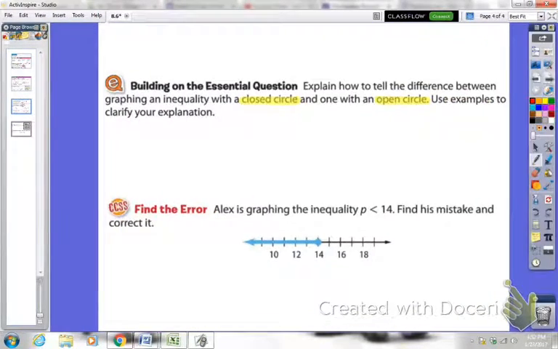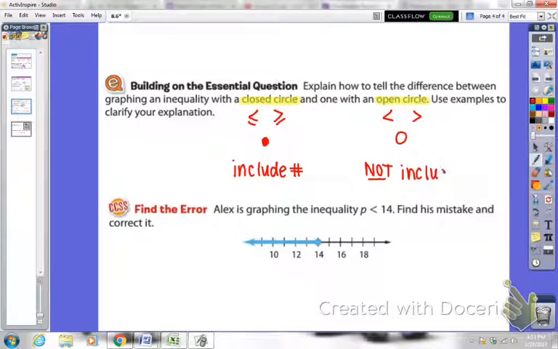And our wrap-up question, explain how to tell the difference between graphing an inequality with a closed circle versus one with an open. So these two symbols are used for closed circles. This means you can include the number. And these two without the underline are open circles, and you cannot include these. So not included.